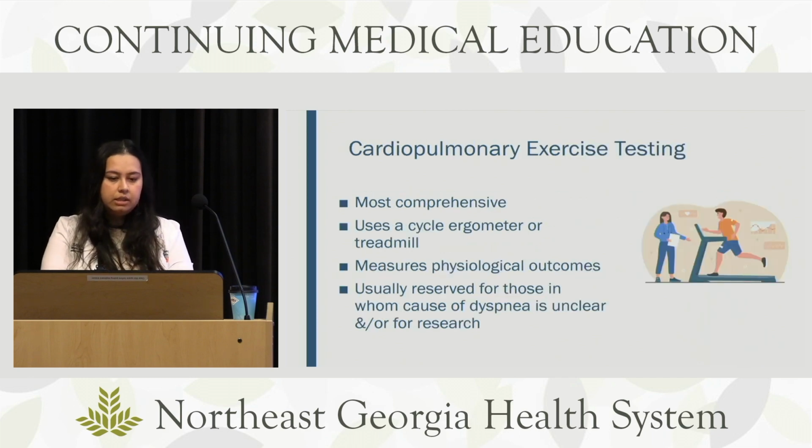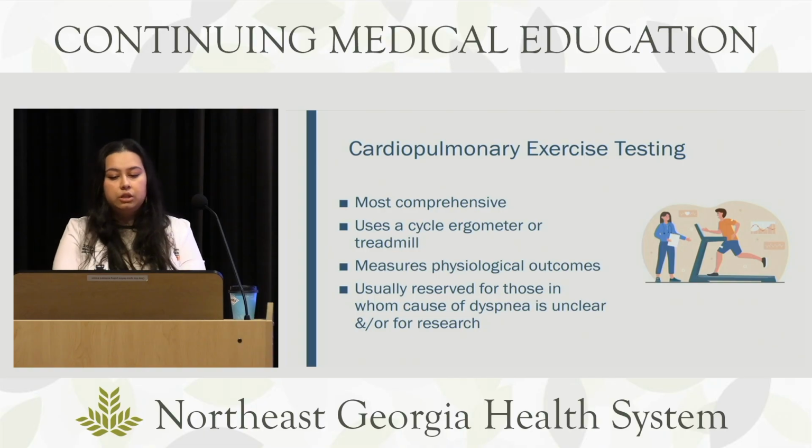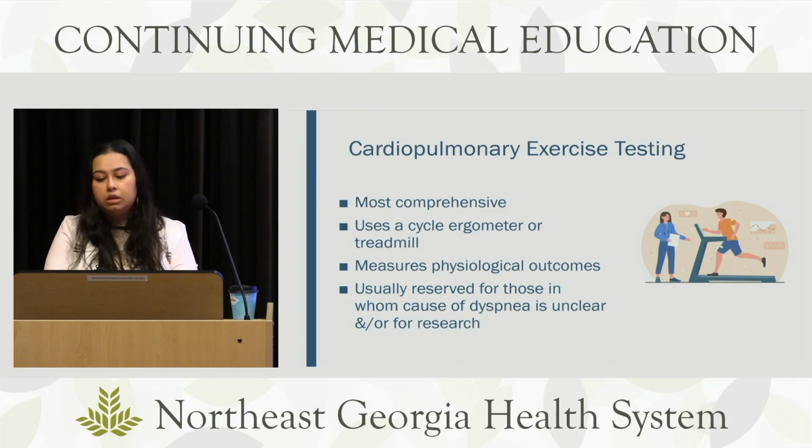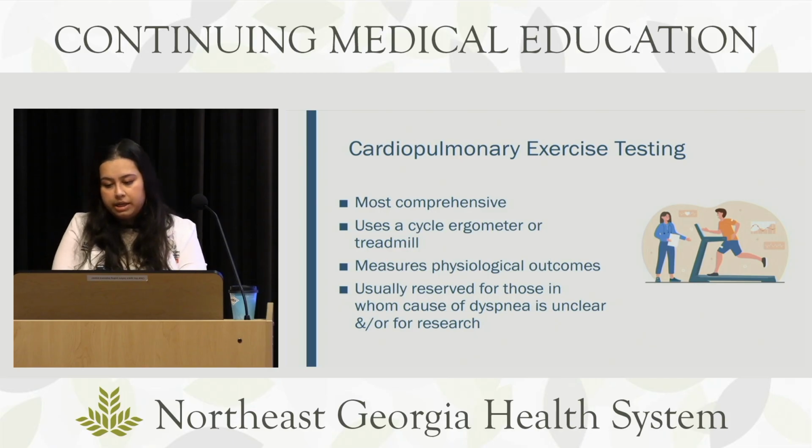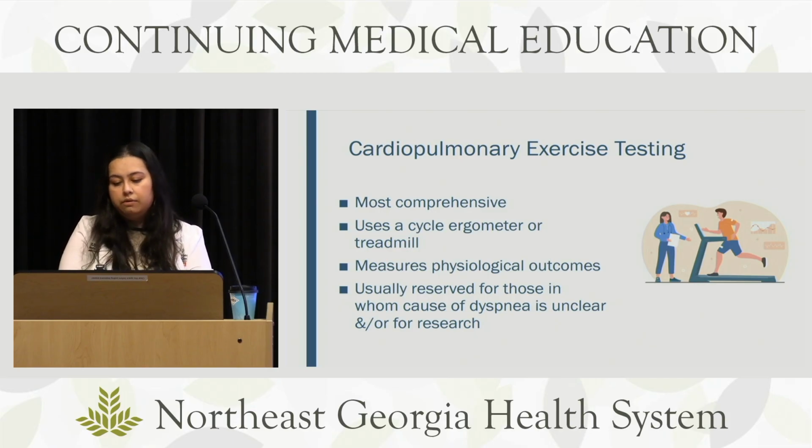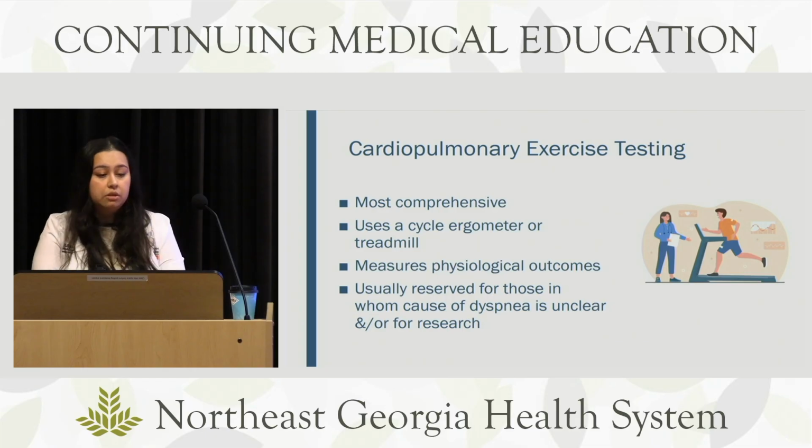Cardiopulmonary exercise testing, the most comprehensive, you use a cycloergometer or a treadmill, and then you measure the physiological outcomes, which includes oxygen uptake, carbon dioxide output, tidal volume, minute ventilation. You do ECG, pulse ox, so it's a more complete measurement, but it's usually reserved for those where you can't figure out if the dyspnea is from a cardiac standpoint, pulmonary standpoint, or for research. So less likely done.